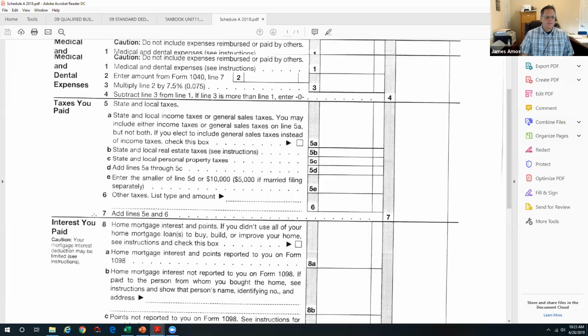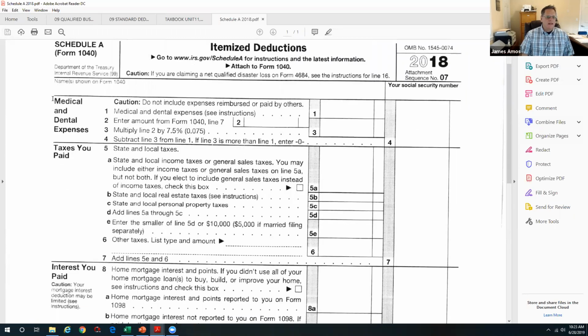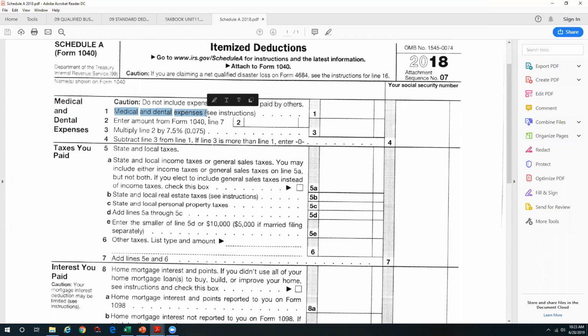Okay, so we ended last session talking about medical and dental expenses. Let me ask you some questions about what might be a qualifying medical and dental expense. Are over-the-counter medications qualifying medical expenses? No. That's right. Are amounts you pay out of your own pocket after tax for health insurance qualifying expenses? Yes.